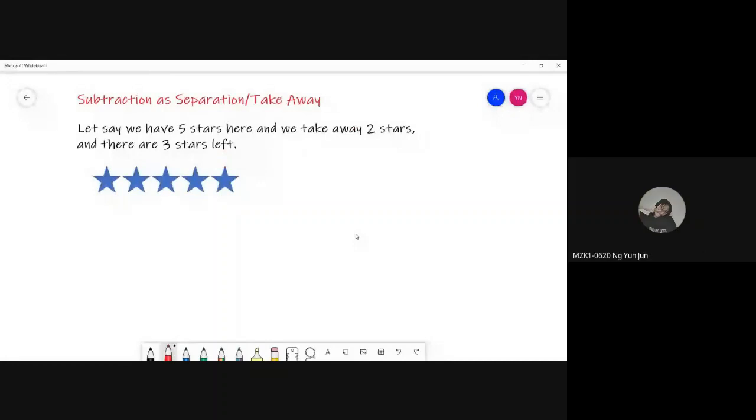So now I'm going to show the meaning of subtraction as separation or take away using stars as counters. I should use concrete objects like marbles or stones to demonstrate this, but since we meet online, I just use pictures on screen. Okay, let's say we have 5 stars here and we take away 2 stars. And there are 3 stars left.